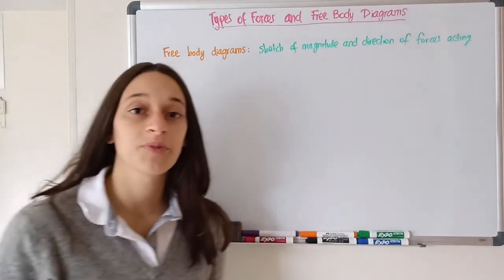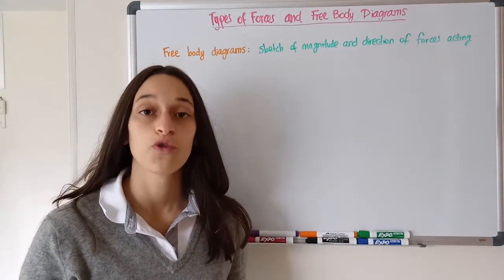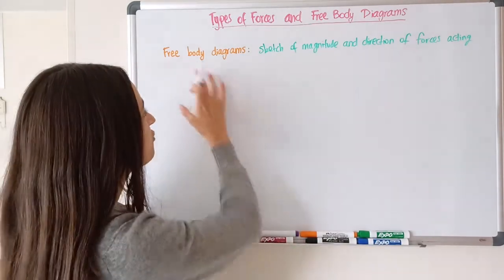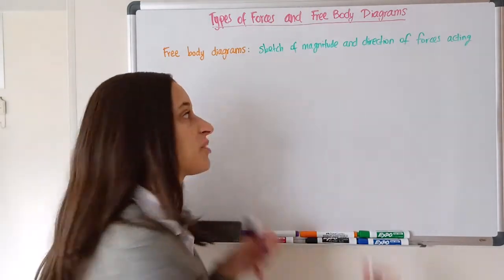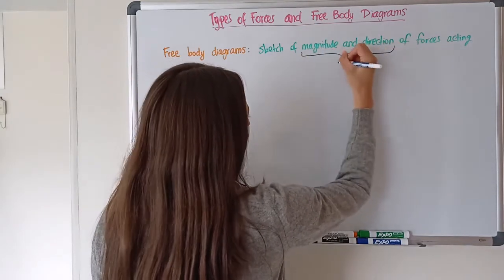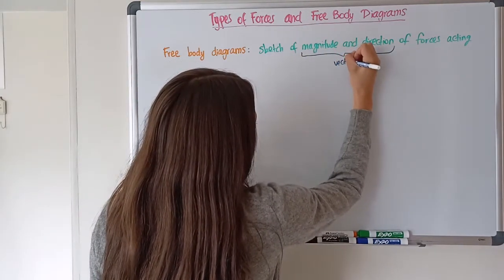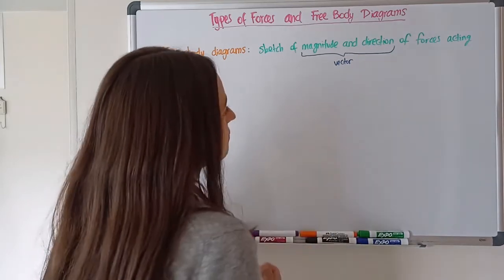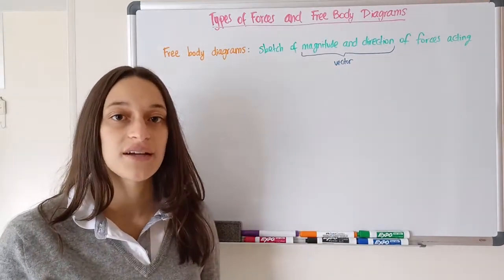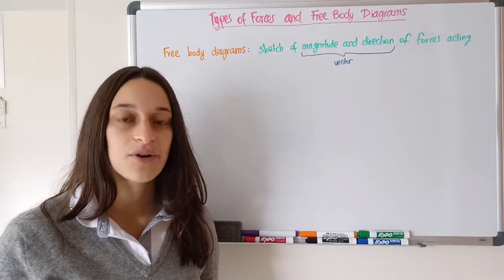So hopefully you remember from when we saw vectors. Force is a vector, so it has a magnitude and a direction. And that's why free body diagrams are so useful, because they give us both. They give us magnitude and they give us direction. So with a free body diagram, we can basically think about all the vectors and the vector forces acting on an object. So let's see how it's done.